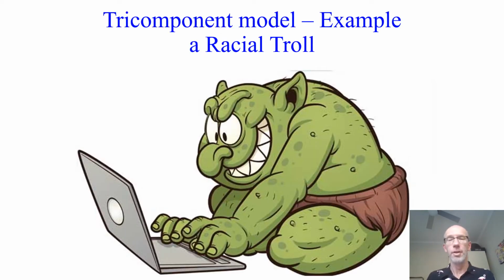Let's go through a practical example to illustrate. Let's say we've got someone who is a racial troll. Maybe they're trolling celebrities of a certain race. And our job is to unpack this and identify the A, the affect, the B, the behaviour, and the C, the cognition. And even though we're only given very limited information here, there's enough here for us to think laterally and be able to unpack it so we can explain this undesirable antisocial behaviour.